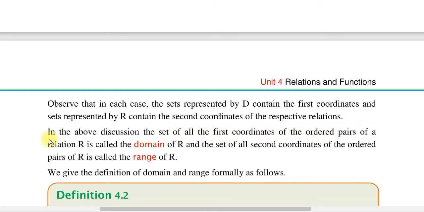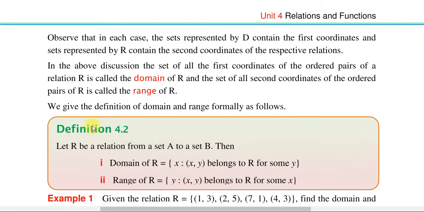In the above discussion, the set of all the first coordinates of the ordered pairs of a relation R is called the domain. And the set of all the second coordinates of the ordered pairs of R is called the range of R. Okay? So we give the definition of domain and range.